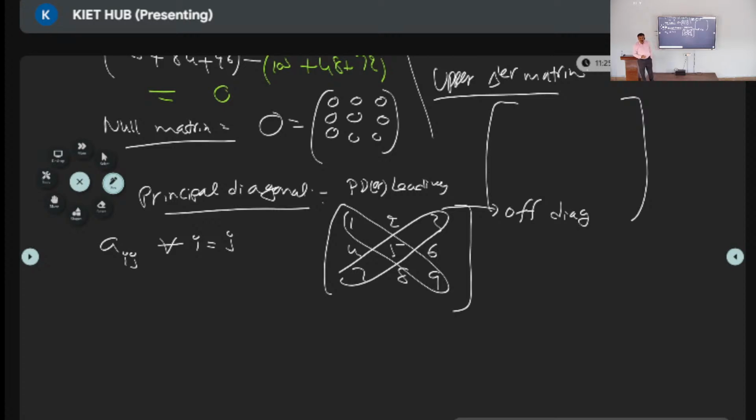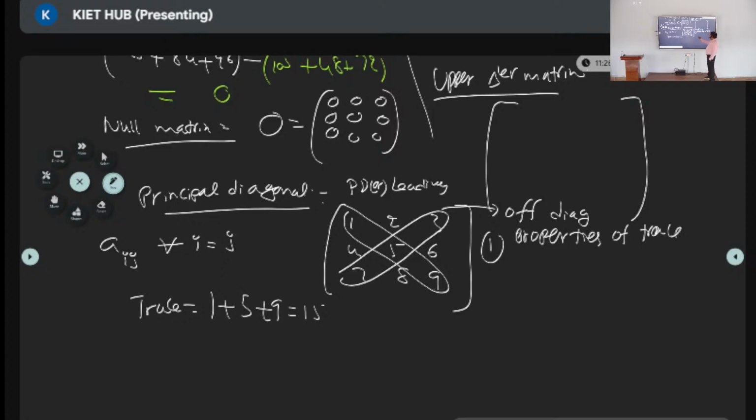Then what is the trace definition? Can you guess what is the trace? Sum of the principal diagonal elements. Yes or no? Sum of the principal diagonal elements is called the trace: 1 plus 5 plus 9. Everybody understanding? Sum of the principal diagonal elements is the trace. Next, properties of the trace. Very important properties. Properties of trace.